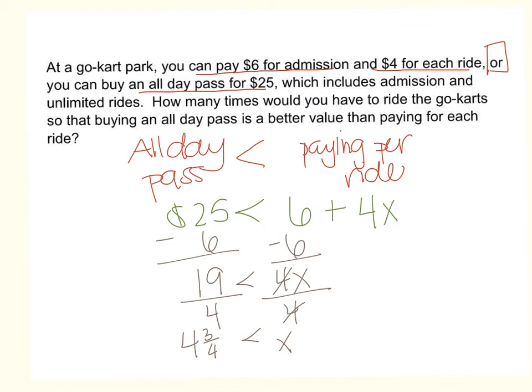So let's consider the question again. How many times would you have to ride the go-kart so that buying an all-day pass is a better value than paying for each ride? Look at our inequality. It says when 4 3/4 is less than x. That 4 3/4 represents our go-kart rides.